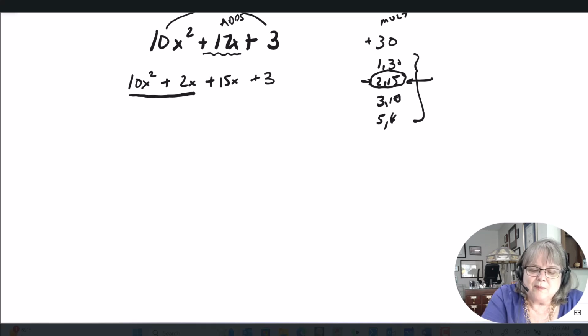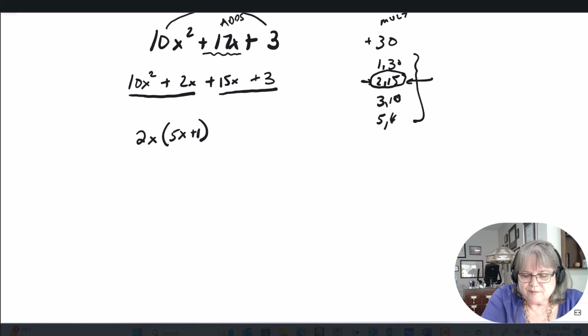So what's in common in the front 2 versus what's in common in the back 2? So you're going to factor by grouping. What's in common between a 10x squared and a 2x? Well, there's a 2 in each one and an x. And when you factor that out, that would leave you 5x plus 1. What's in common between a 15x and a 3? 3.